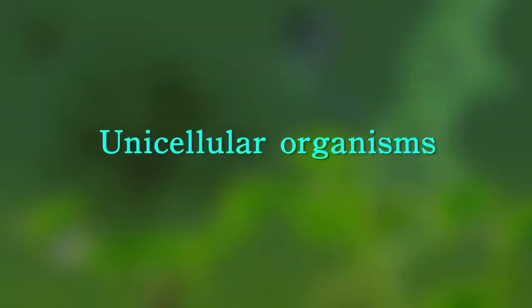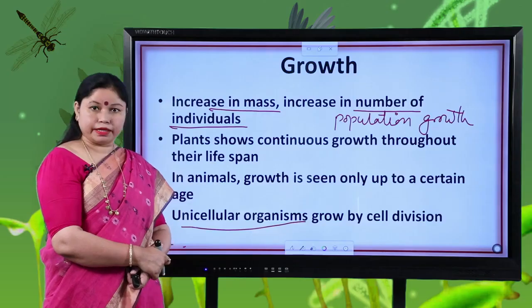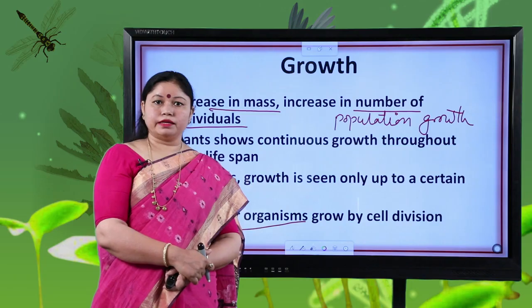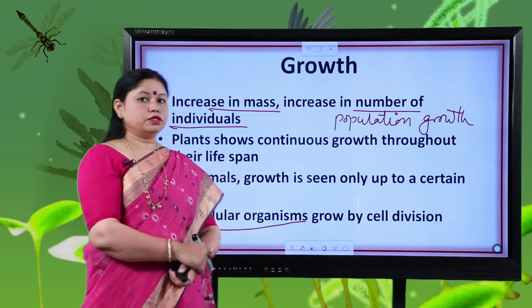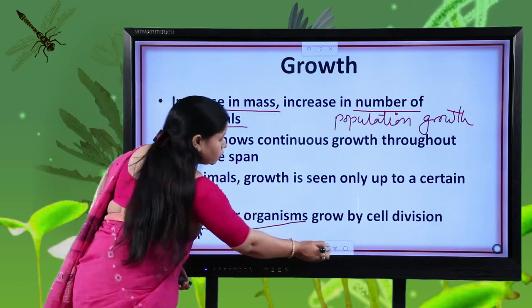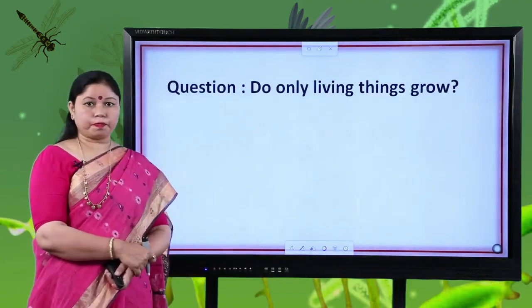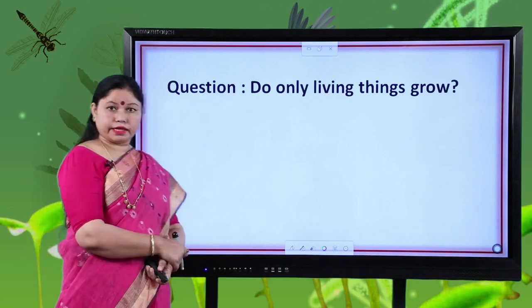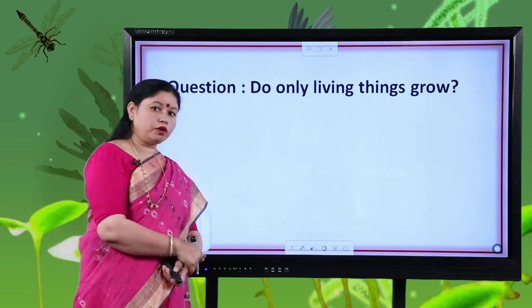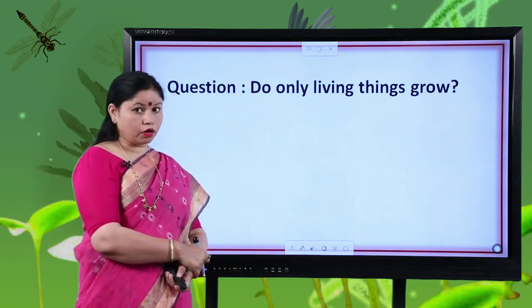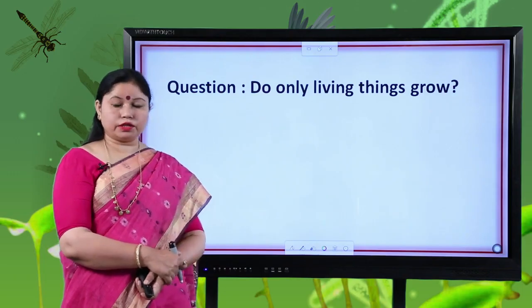If you consider unicellular organisms, they also grow by cell division. For example, amoeba grows by binary fission. So now as you are aware of what growth is, let me put a question for you. Do only living things grow? Can you think of something which is not living but still shows growth?